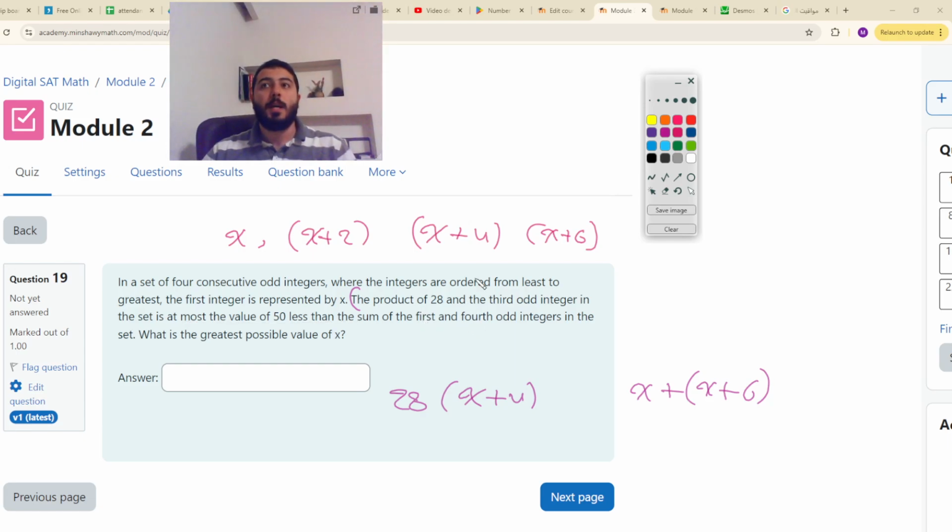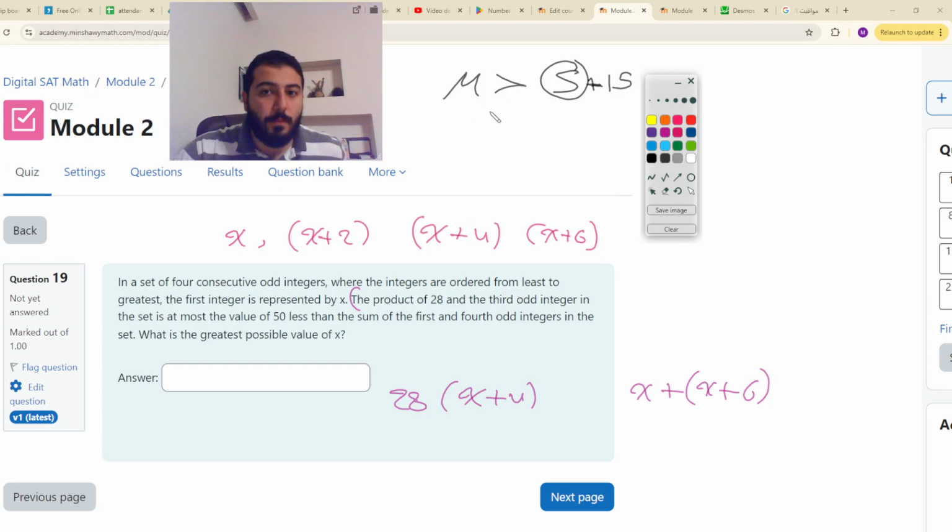I'm saying that I, Muhammad, and you students, I am at least bigger than you by 15 years. So when I add 15 years to your age, I'm still bigger. So you are at most less than my age, or sorry, at least less than my age by 15 years. So if I remove 15 years, I'm still older.